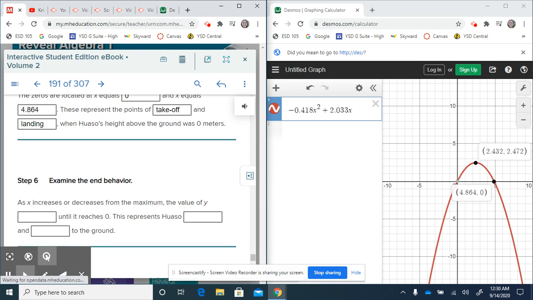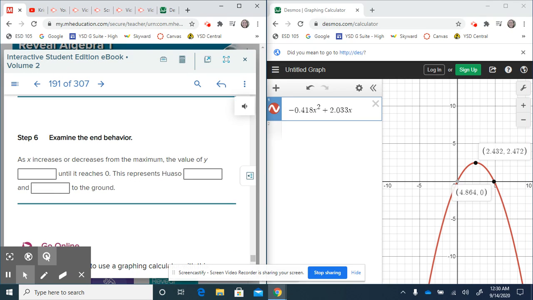So now let's talk about the end behavior. As x increases or decreases from the maximum, the value of y is going to decrease until it reaches 0. This represents his taking off and returning to the ground.